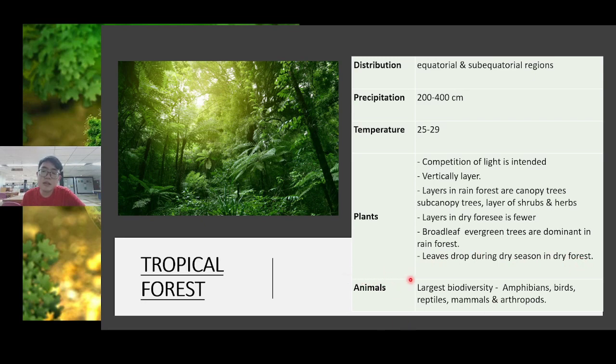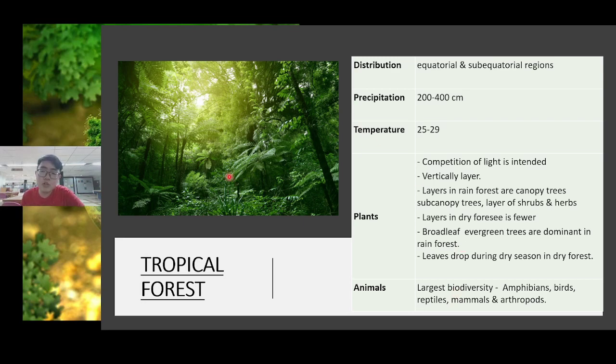And for the animals, the tropical forest has the largest biodiversity in the world. In the tropical forest, many kinds of amphibians, birds, reptiles, mammals, and arthropods can be found. So the tropical forest has the largest biodiversity. There are many types of animals and organisms living inside.